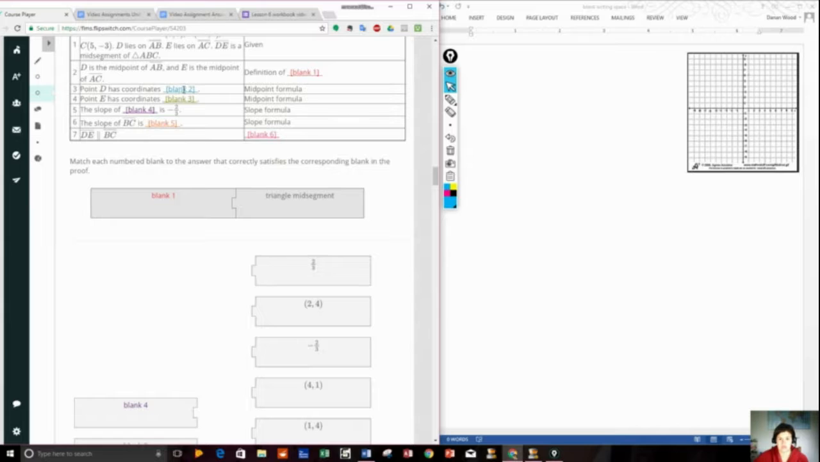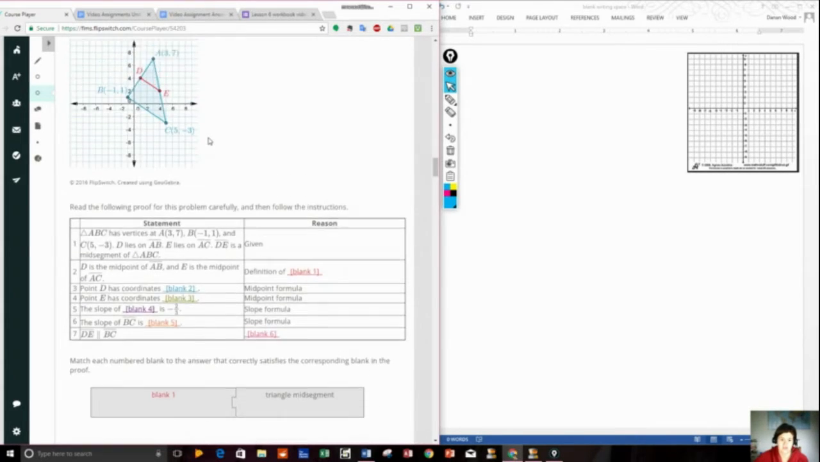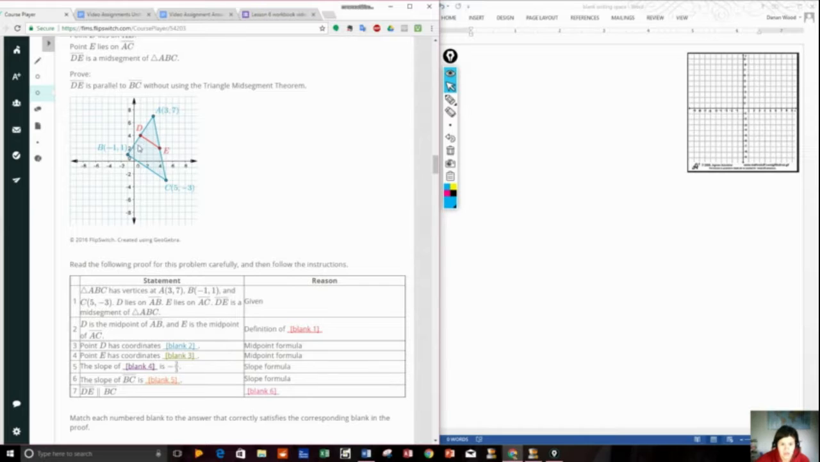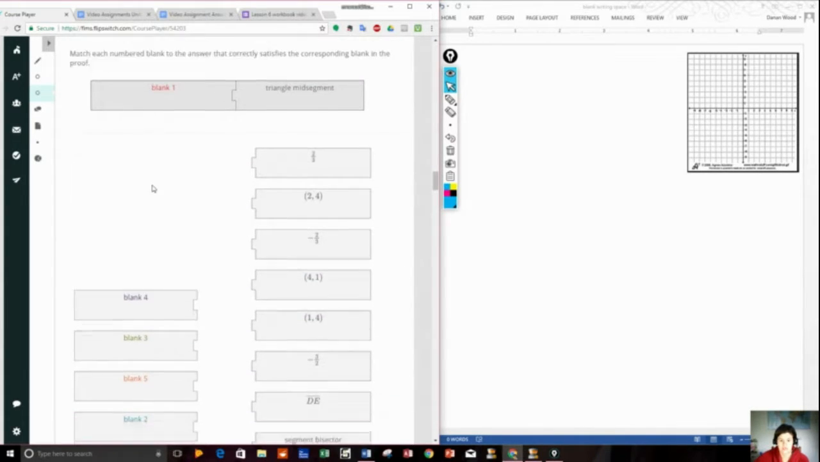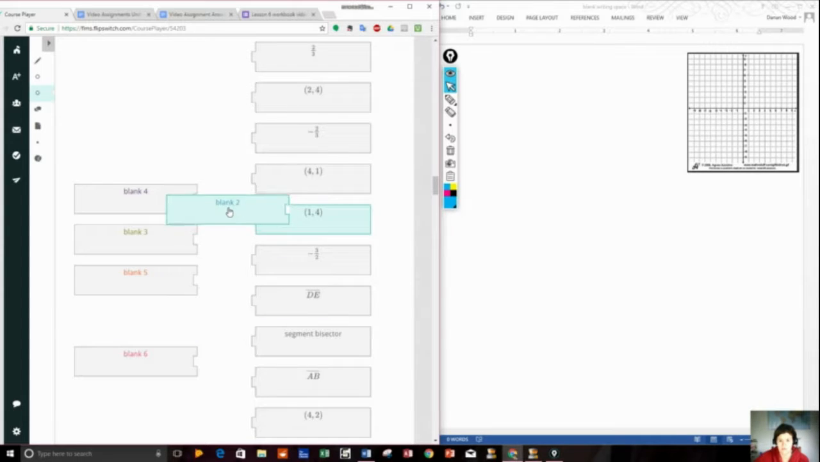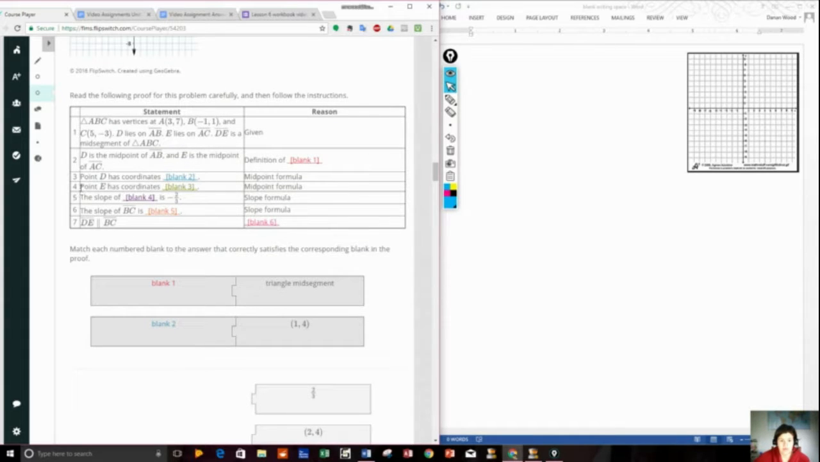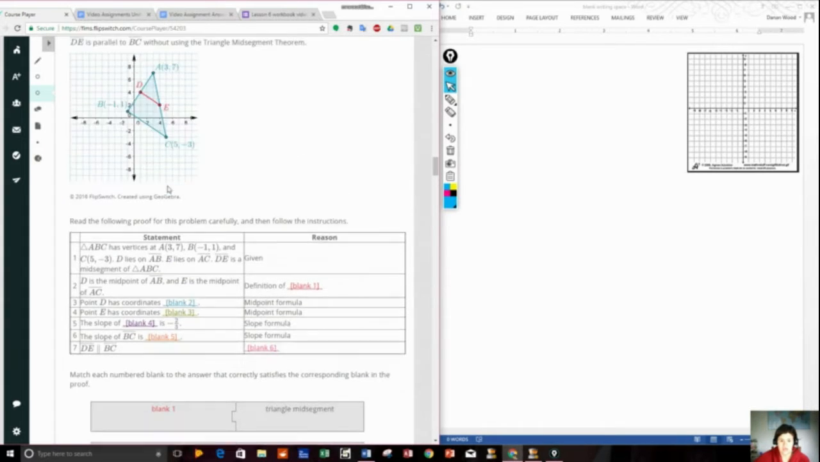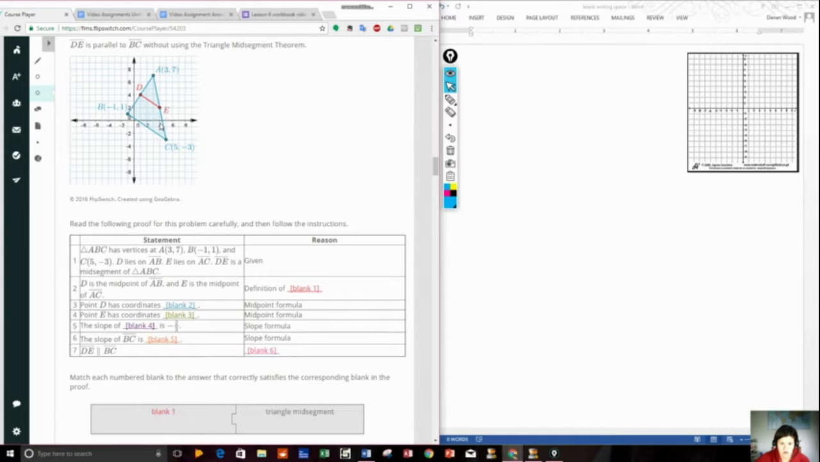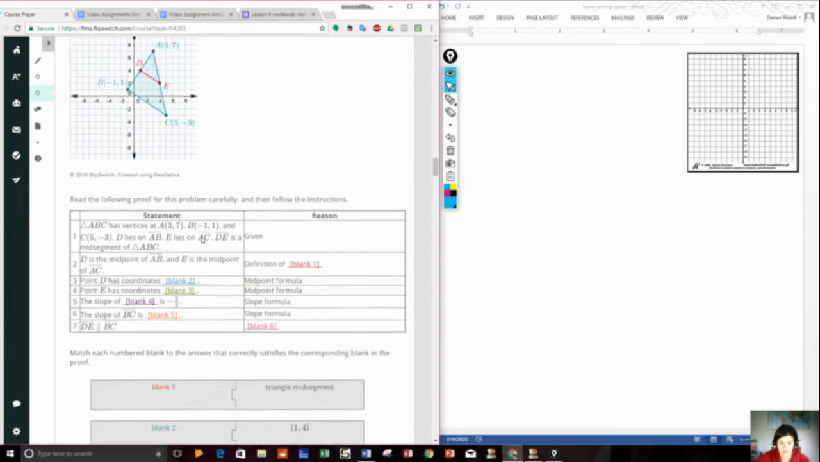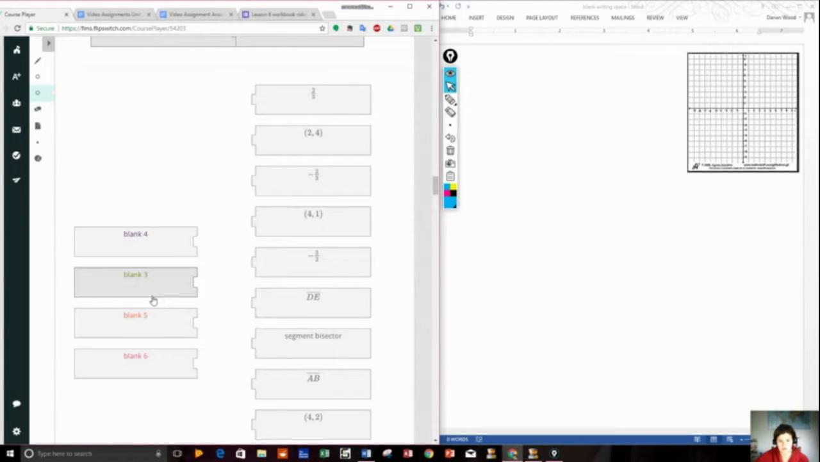Now, point D has coordinates blank, midpoint formula. Let's look at the coordinates. We can find that out just by looking at it. Point D has an x coordinate of 1 and a y coordinate of 4. So I'm looking for coordinates (1, 4) for blank 2, and I see them right there. So you click it and drag it. Point E has coordinates, let's look there. It has an x coordinate of 4 and a y coordinate of 2. So blank 3 is (4, 2). Click and drag it.